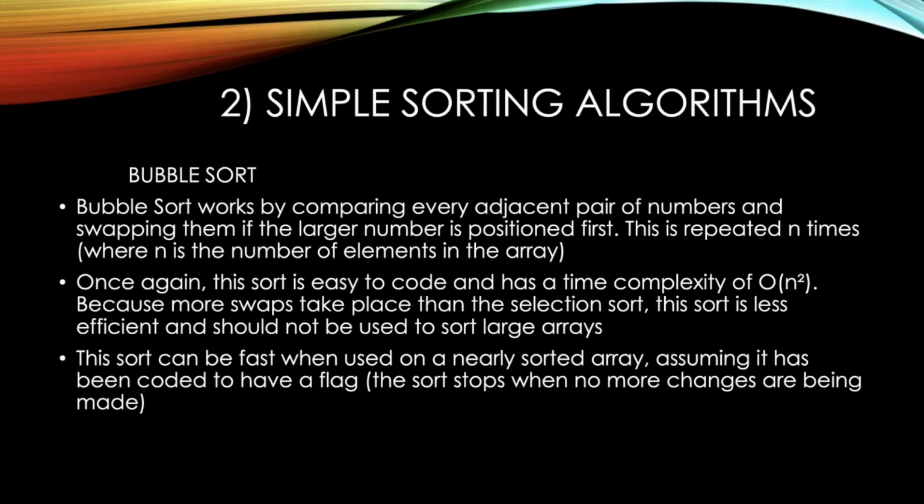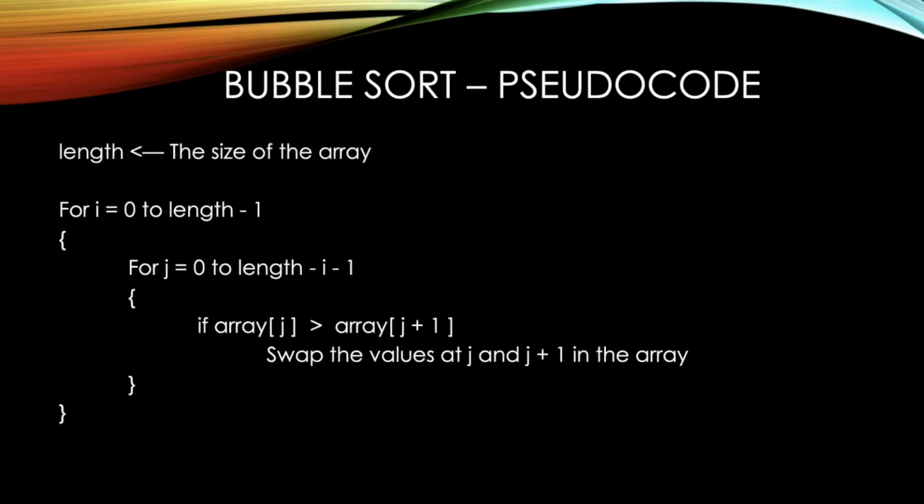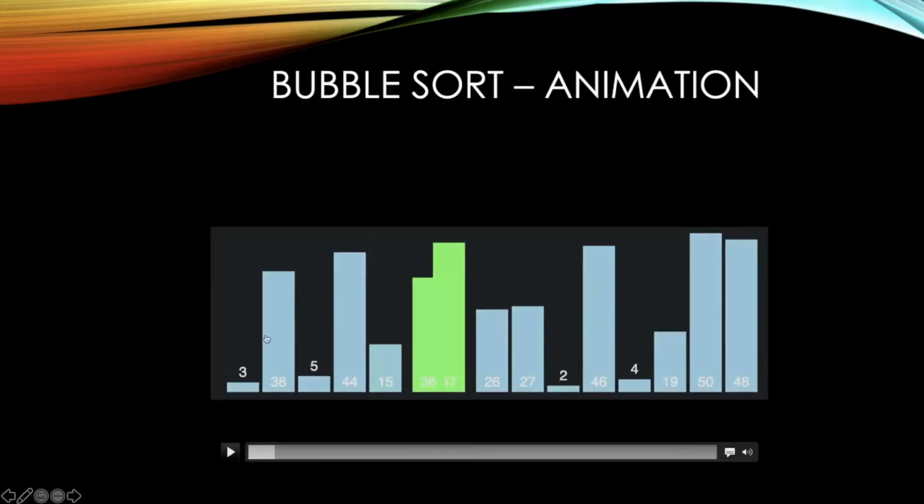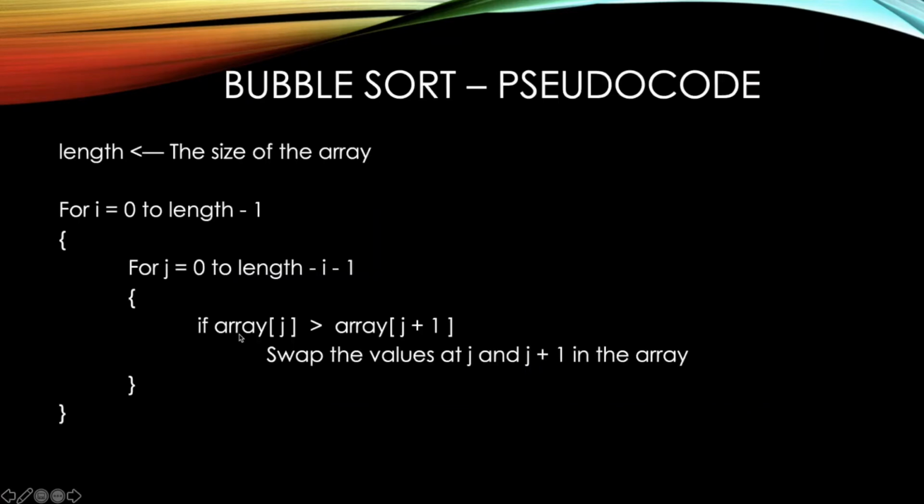Because more swaps take place than in the selection sort, it's often less efficient and should not be used to sort large arrays. However, the sort can be fast when used on a nearly sorted array, assuming it's been coded to have a flag, which means that the sort stops once it knows that everything's sorted. Here's the pseudocode, and the difference between this and the previous one is that over here we keep finding the greatest element and moving it to the end, whereas in the previous we found the smallest element and moved it to the front.